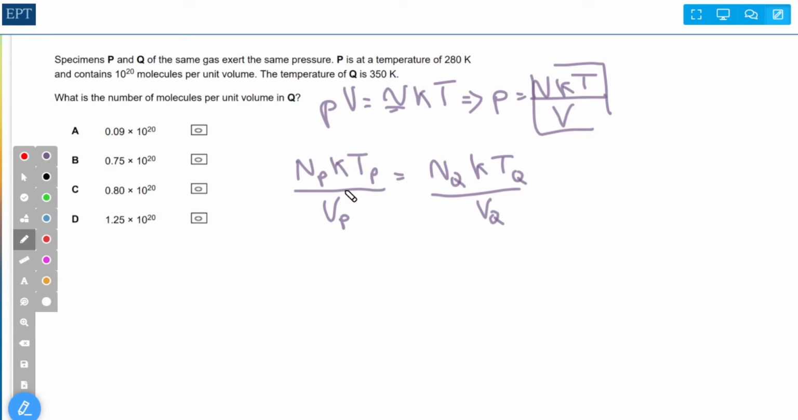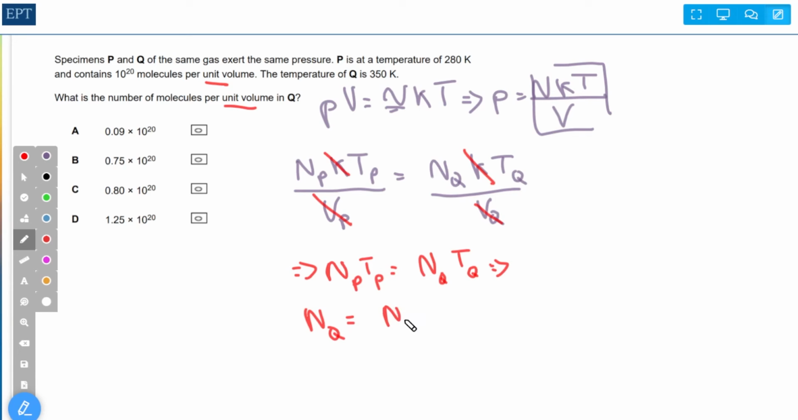Let's see if we can do any cancelling out. Well, we know that the volumes are both per unit volume, so we can cancel them out. We can also cancel out the Boltzmann constants, and that leaves us with N_P T_P equals the number in Q times the temperature in Q. So N_Q is equal to the number of molecules in P times the temperature of P divided by the temperature in Q.